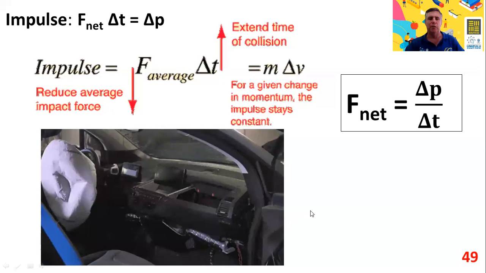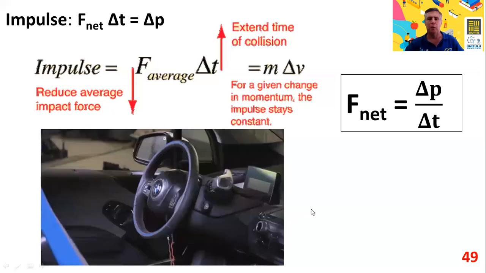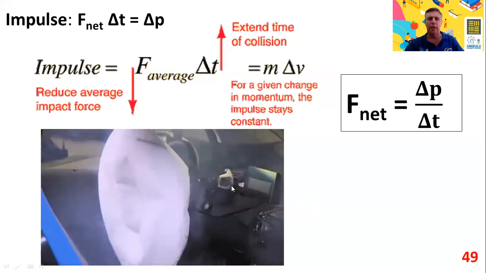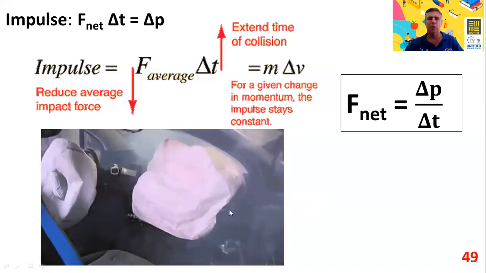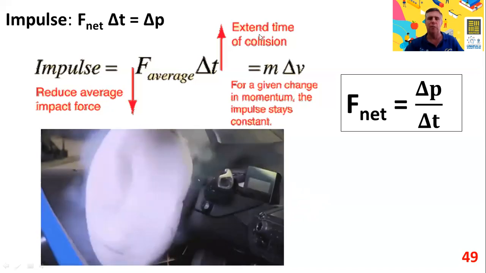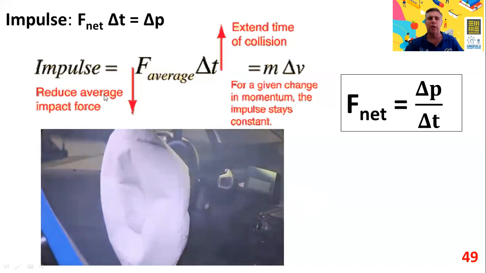So if the car hits an obstacle, you'll be thrown forward according to Newton's first law of motion. And instead of hitting a hard steering wheel and coming to rest very quickly, your head hits a soft cushion, and it takes much longer to come to rest. If you extend the time of the collision, you reduce the average impact force. You can see it more clearly here.